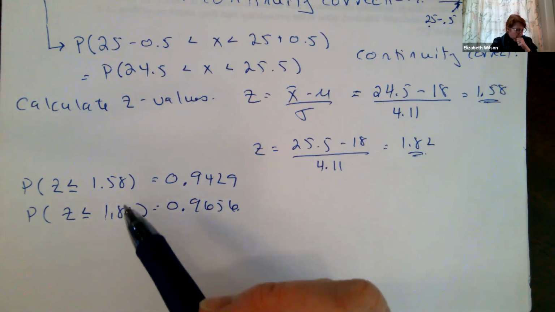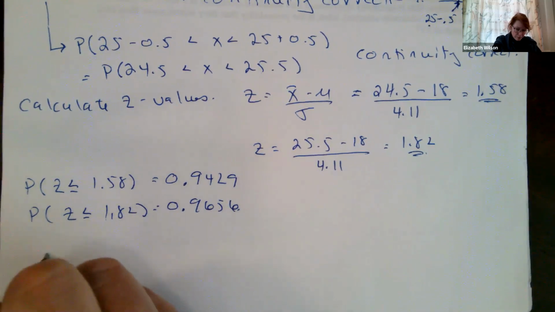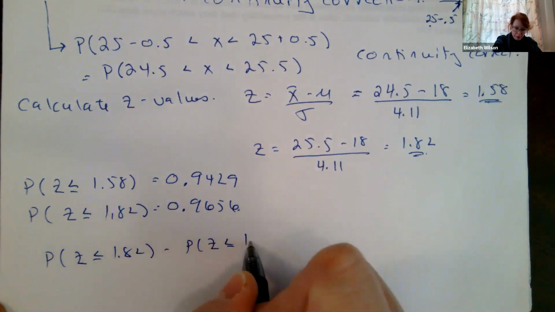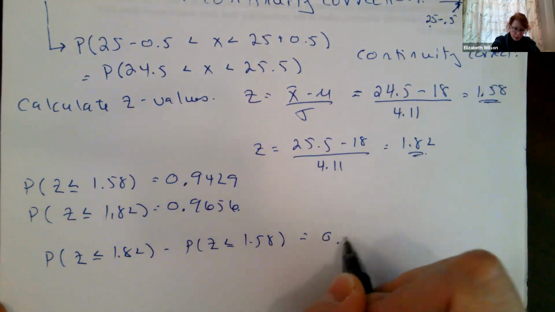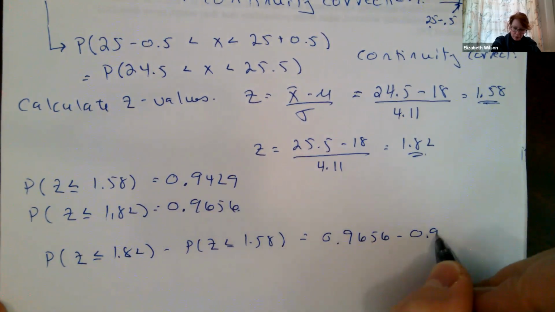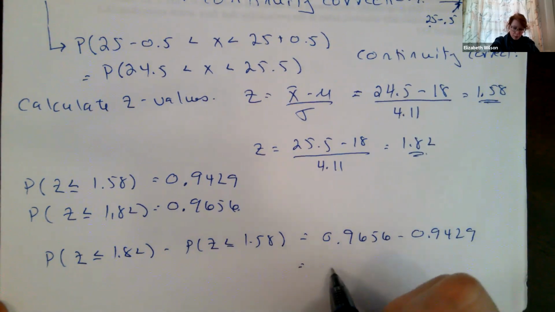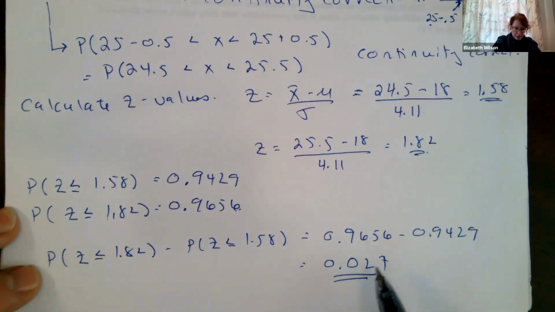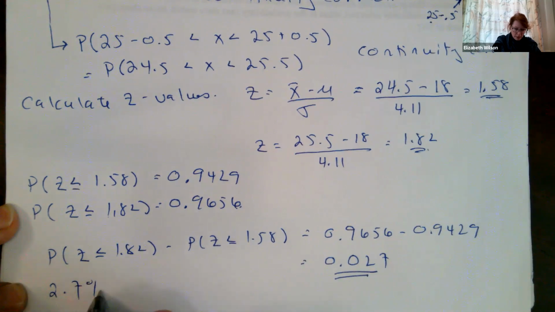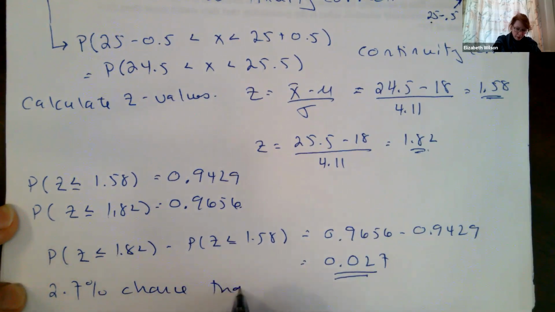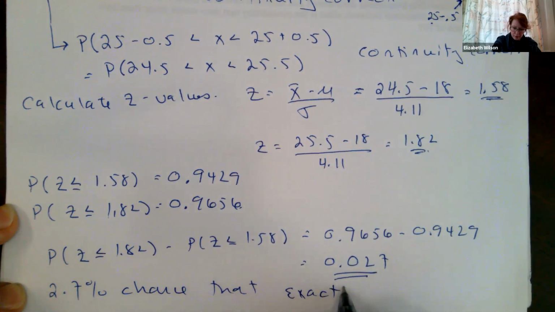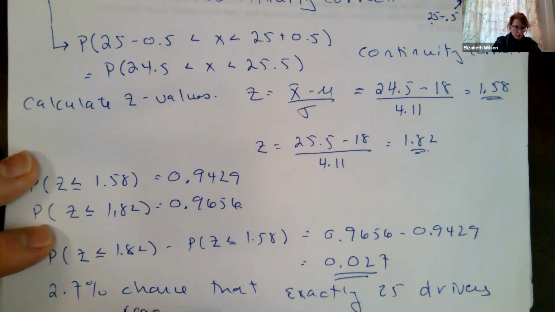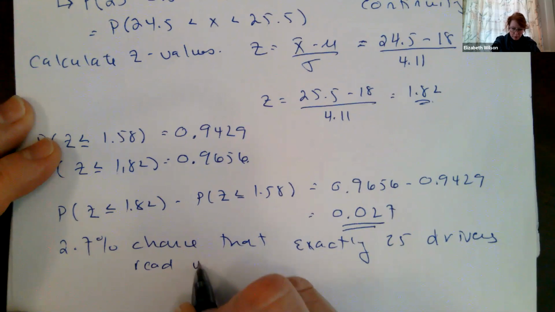So I'm going to subtract out the smaller from the larger. The probability that z is less than 1.82 minus the probability that z is less than 1.58. When I subtract these out, 0.9656 minus 0.9429, these are probabilities now, and I'm going to get 0.027. That's my probability. In terms of percentages, I can say that there's a 2.7% chance that exactly 25 drivers read while driving.